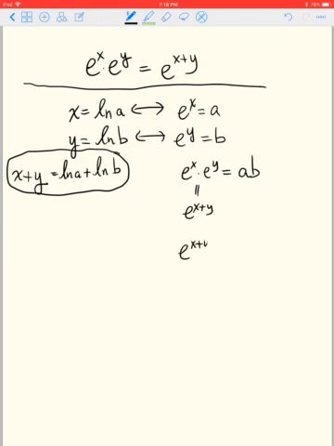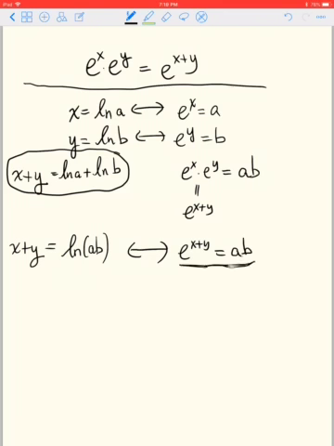Well, that's pretty cool, and I know how to simplify that left-hand side. That's equal to e to the x plus y. So let me write this all on one line. e to the x plus y is a times b. Oh, but that's another one of our log rules. If e to some power is a times b, then log of a times b had better be equal to x plus y.